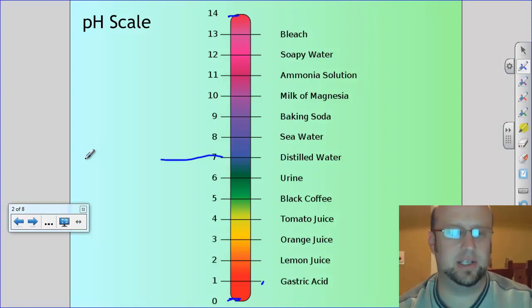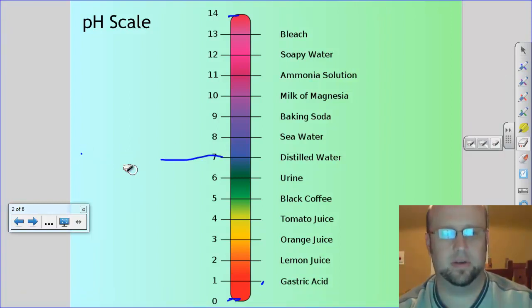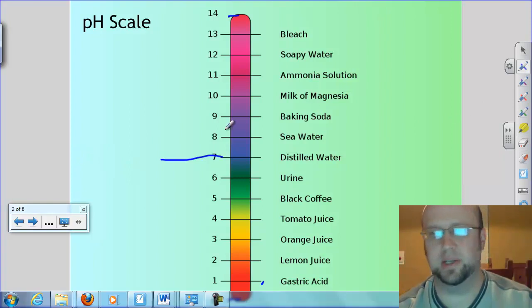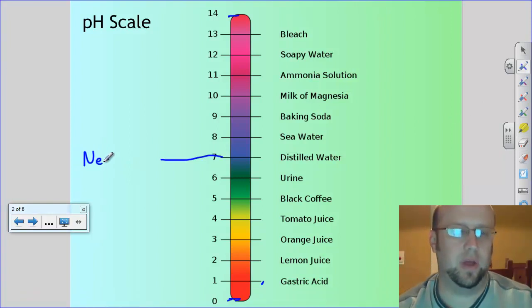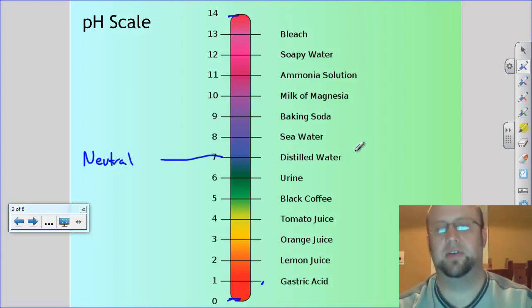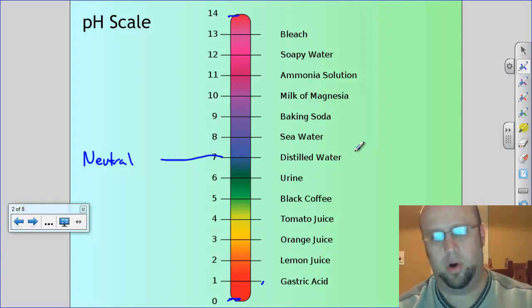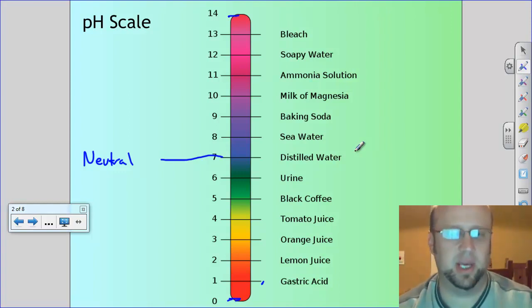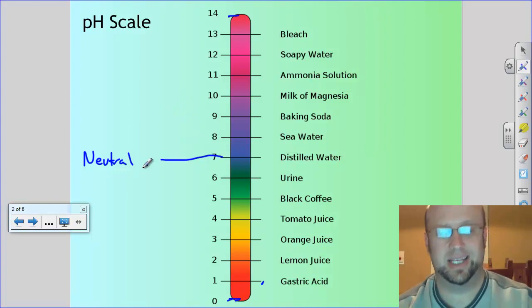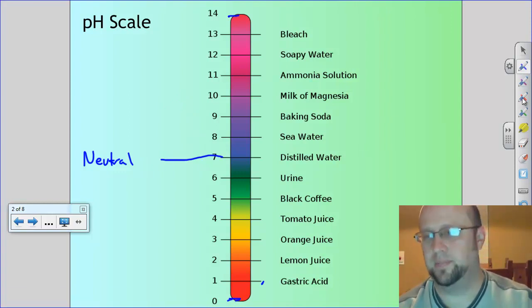So anything that's at exactly 7, we would say that that is neutral. So anything with a pH of 7 is neutral. Like pure distilled water with nothing else in it should have a pH of 7. That's not necessarily true for tap water because there's usually some stuff dissolved in it. But water should always be right around 7 pH, which would be neutral. In other words, it's neither acid nor base.